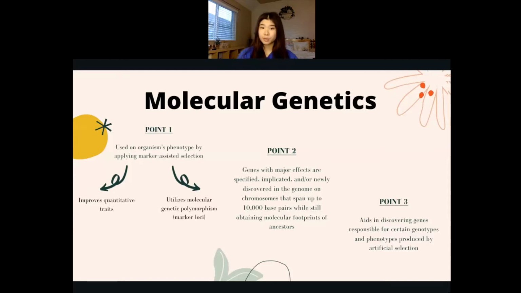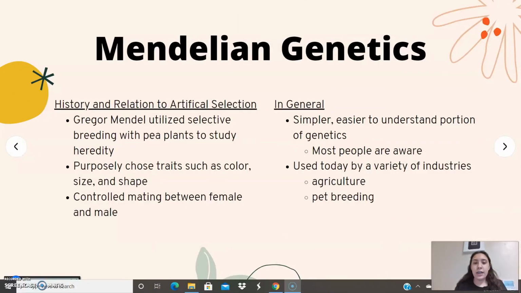About Mendelian genetics in regards to artificial selection, we need to remember that it's been going on since probably before Mendel did his experiments with the pea plants. And Mendel selectively bred pea plants in his experiment and focused on traits such as color of the petals, size of the plant, shape of the peas, and he also controlled the mating between female and male parts of the plants to reach the observations and conclusions that he obtained.